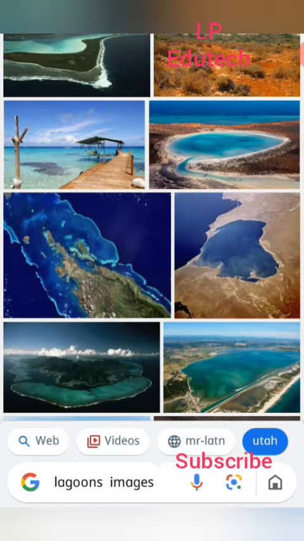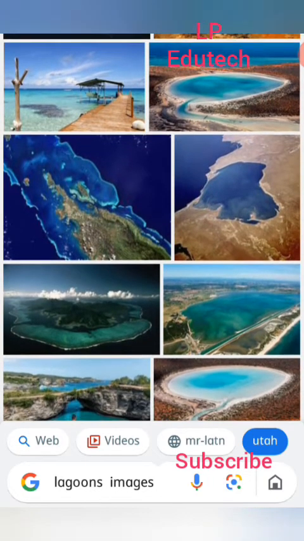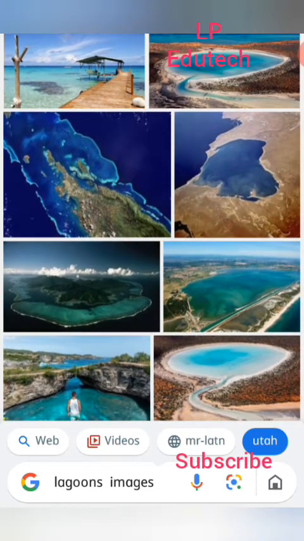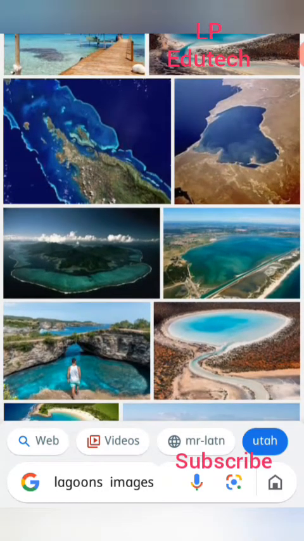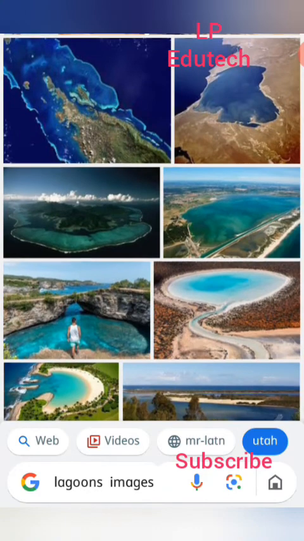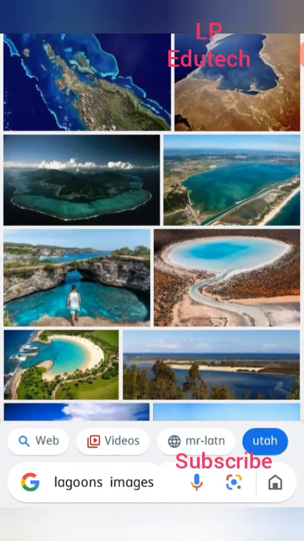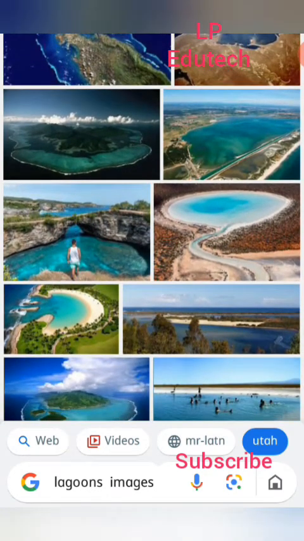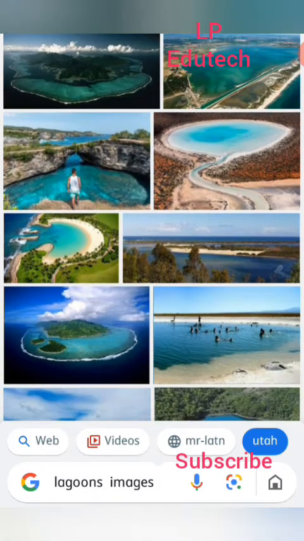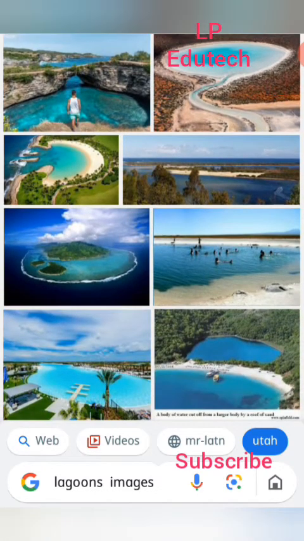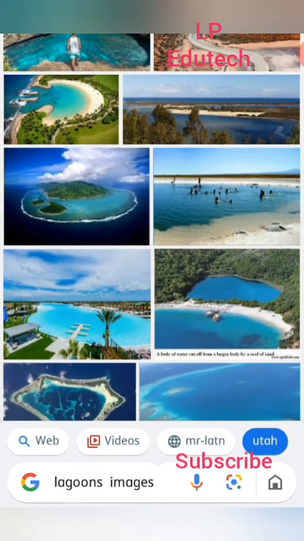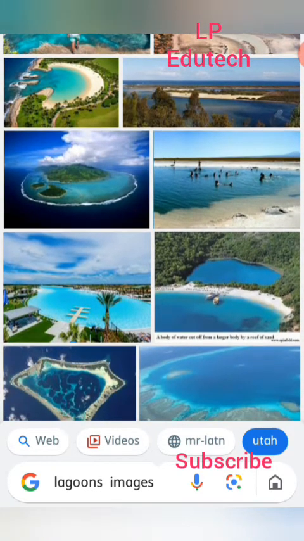Now the next term, lagoon. Let us learn about it. You can see the beautiful images of the lagoons. Lagoons are commonly divided into coastal lagoons and atoll lagoons. Both types of lagoons are shallow lakes and are separated from the main sea. You can see these are separated from the main sea. There is some distance from the main sea. Tides have no influence over them. Waves are also not very high.